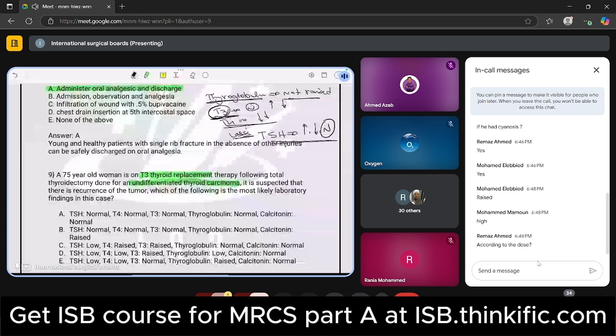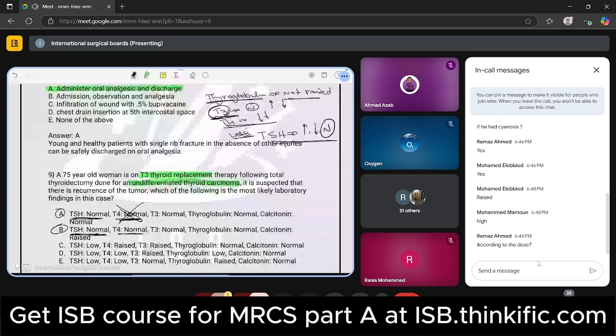So option A is saying TSH is normal. It's possible. T4 is normal, not possible. So don't continue to read. No need to continue reading. You will waste time. T4 is always low in this case. So option A cannot be. Option B now. TSH is normal. So it is, yes, as we've established. T4 normal, again, cannot be.